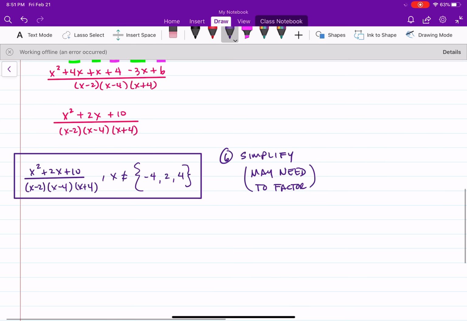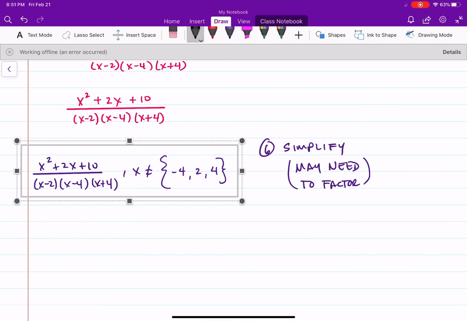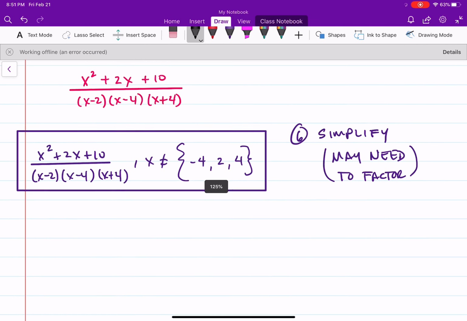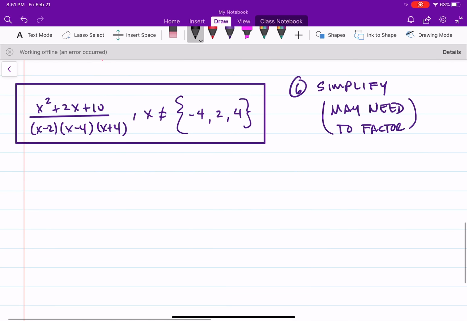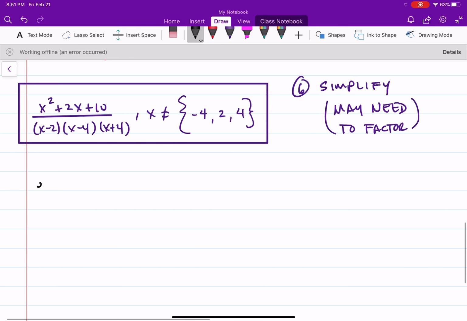So let's look at another example. All right, let's look at another example. How do I want to do this? All right. Yeah, let's do this one. So example 2.